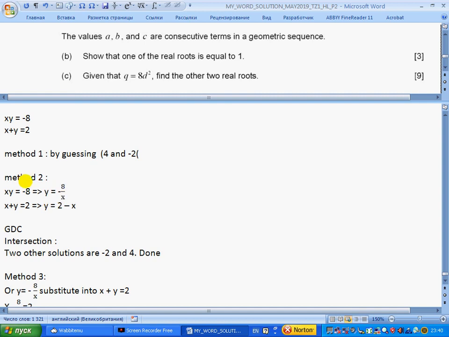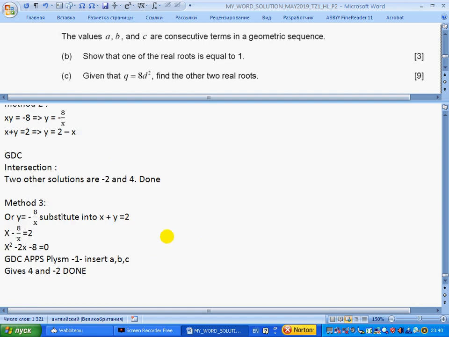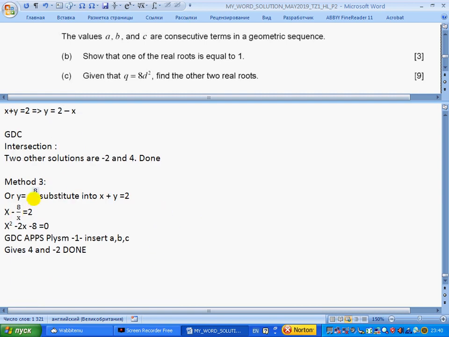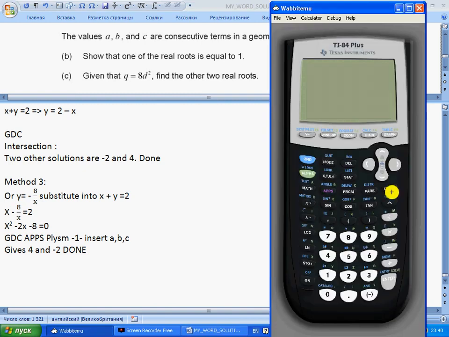Method 2 is by drawing two graphs and finding intersection. Again we will get minus 2 and 4, or substitution y equals minus 8 over x into one of the formulas will give us quadratic equation, and using calculator. Let's use it. Okay, so we didn't do it, so let's do it.